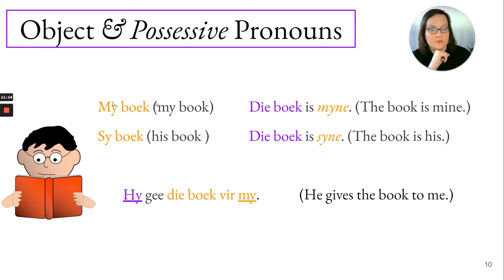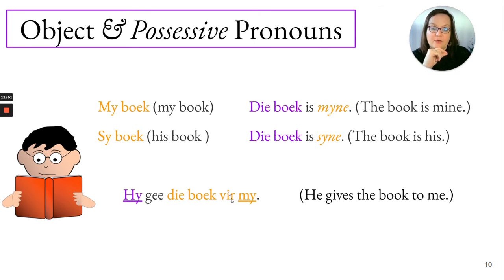Let's see these examples. So my book and sy book. So this is my book and his book. Note the sy when it's an object pronoun is male, sy book. But when you're referring to the possessive pronoun, die boek is myne, die boek is syne. With the color coding that I've used, the purple is the subject, and then the object here is the object of the sentence, the object pronoun. And in this case, this is a possessive pronoun, but it's the object of the sentence. Okay, you'll get used to the pattern.